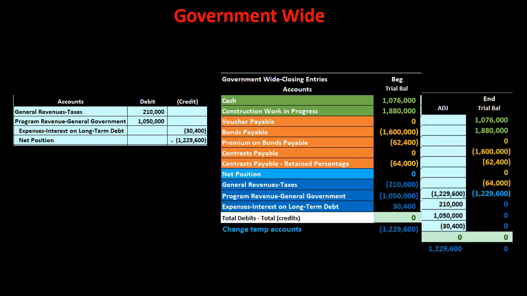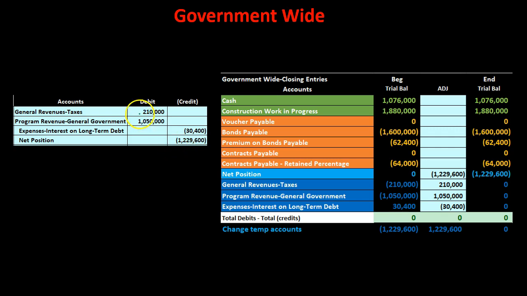If we post this out, we're going to say, all right, we've got the general revenues. Here's the general revenues. It's going down to 0. We've got the program revenues. Program revenues has a credit. We're going to bring it down to 0. Then we've got the expenses. Expenses on the books as a debit. We're going to credit it, bringing it to 0. And then, of course, the net position, kind of like the retained earnings or capital account, if we're talking about a corporation or sole proprietorship, respectively, is going to go up in the credit direction.